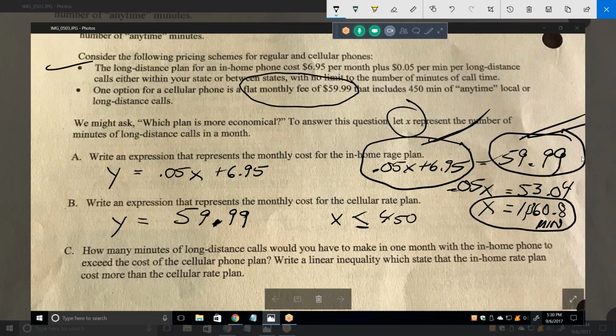Yeah, in other words, well, yes and no. And the reason no is the other plan, you can't make that many calls. Well, let's say I wanted to make 1,090 minutes worth of calls under the first plan. Cost is going to be more than $59.99, right? So that's how the answer to that is 1060.8. That makes sense.